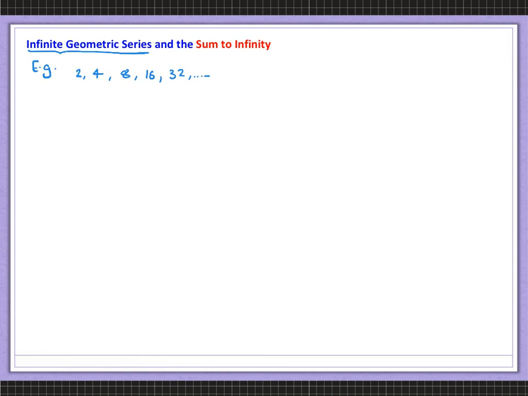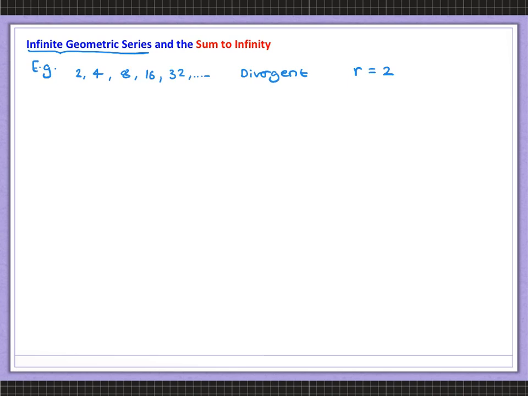Can you see it's divergent? And in this particular example, the r value is equal to 2. And that explains why it's a divergent sequence. You're doubling the values each time, so they're not going to approach a particular limit. They're going to get larger and larger. We'll have 64, 128, 256, and so on. The terms will get bigger and bigger and bigger.